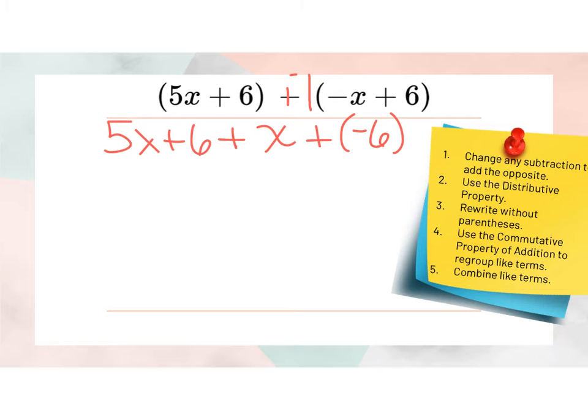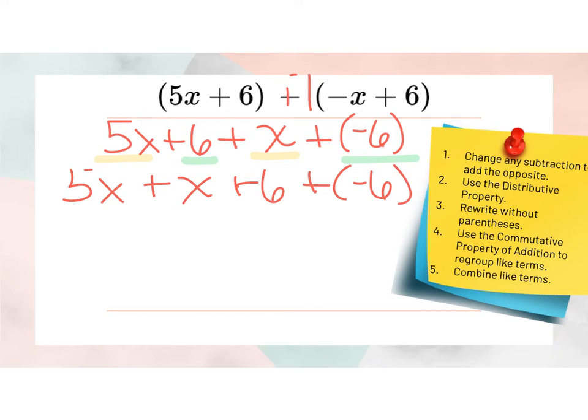Find like terms. 5x and x are the same variable raised to the same power, and 6 and -6 both are lacking variables. So we've got 5x plus x plus 6 plus -6. This is another example where I've got those opposites on the end, so in this instance, I'm not going to write plus 0. 5x plus x is just 6x.